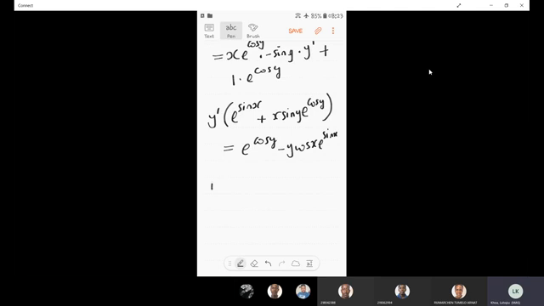So what I have is y prime. This is equal to e to the power of cos y minus y cos x e to the power of sine x. This is divided by e to the power of sine x plus x sine y e to the power of cos y. Okay, so that is how you would solve that one.